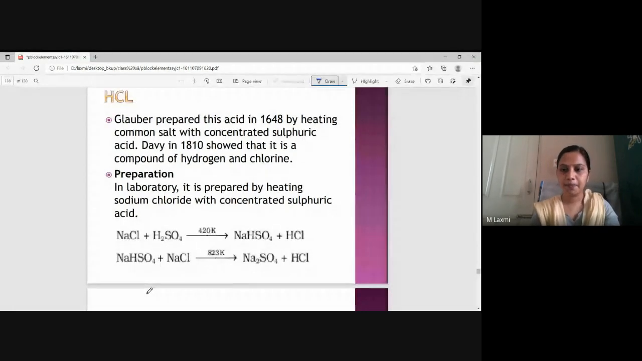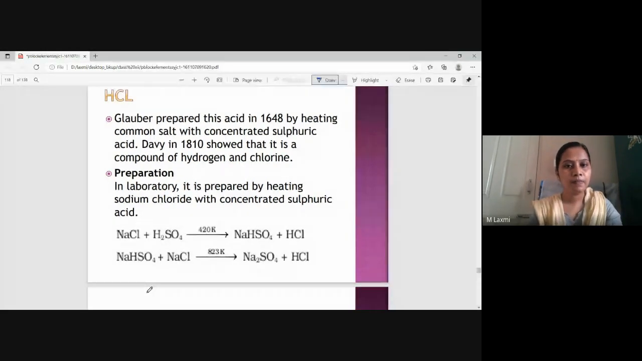So HCl, that is hydrogen chloride, was first prepared by Glauber in 1648 by heating common salt with concentrated sulfuric acid.